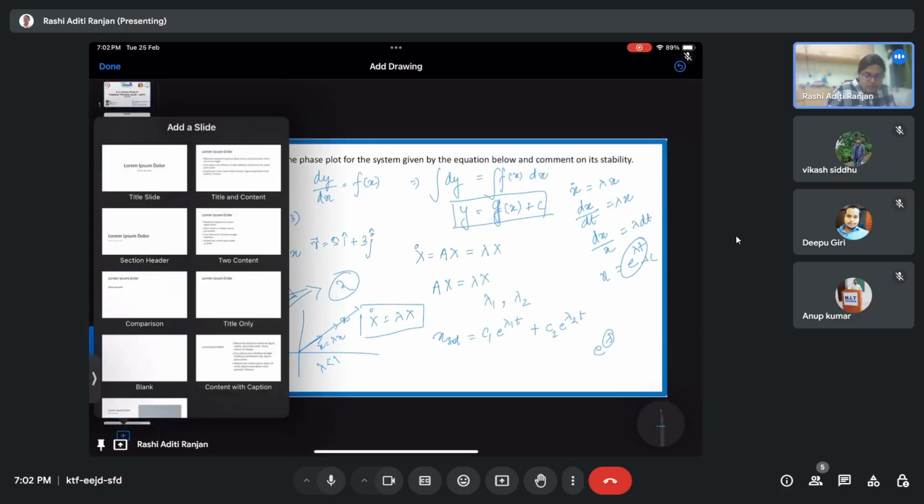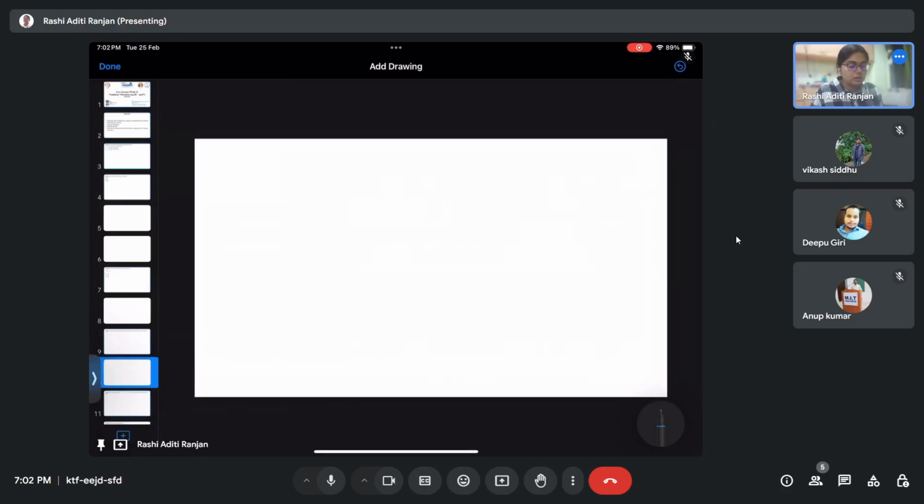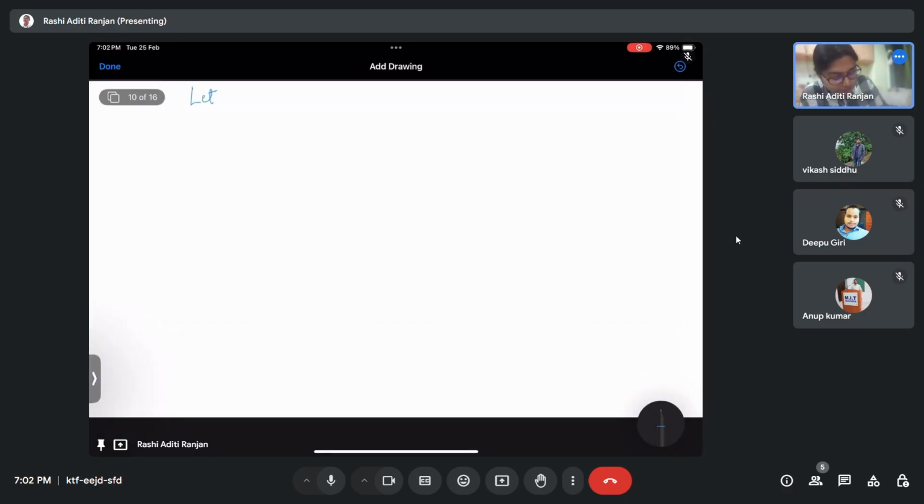Here I will introduce the concept of trace and determinant. So let A be a general form, just a general matrix. A could be anything. We have just considered it to be A, B, C, D. Now, if I want to find the eigenvalue, what do we do? We take A minus lambda I, find the determinant equal to 0, and that way we get the value of the eigenvalues.